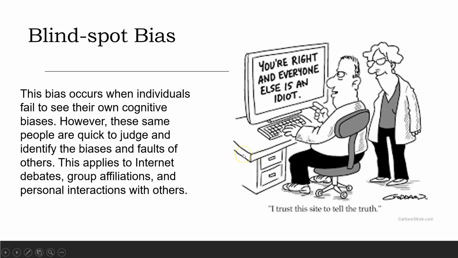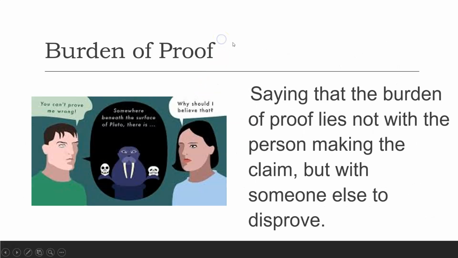Blind spot bias. This bias occurs when individuals fail to see their own cognitive biases. However, those same people are quick to judge and identify the biases and faults of others. This applies to internet debates, group affiliations, and personal interactions. So this cartoon here: you are right and everybody else is an idiot. Too many people get on their computer and do exactly this. This is a blind spot bias and something we want to eliminate in our students.